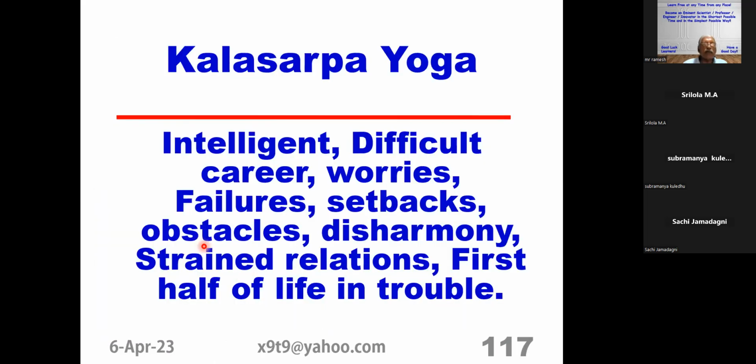So another yoga is called Kala Sarpa Yoga. Now we have seen Rahu and Ketu, they keep on traveling, always maintaining their position 180 degrees opposite to one another, and they will always be traveling in the anti-clockwise direction.